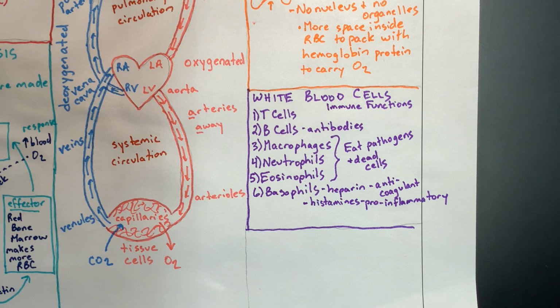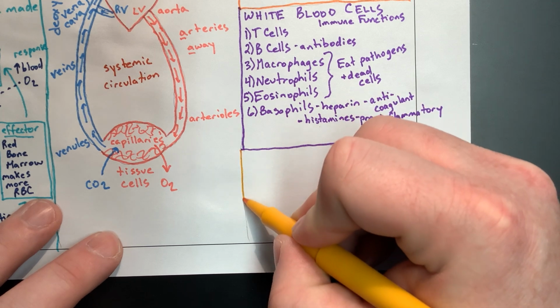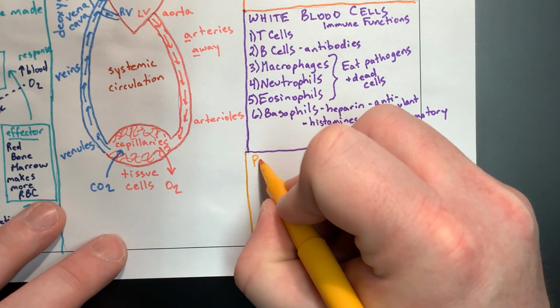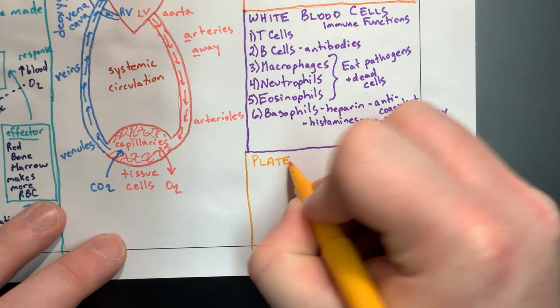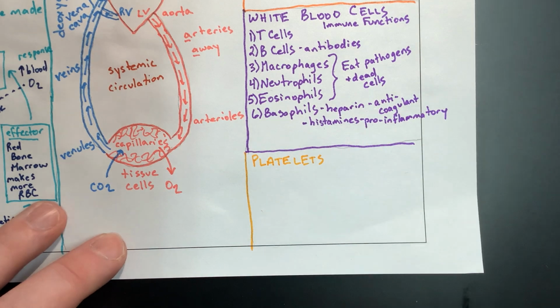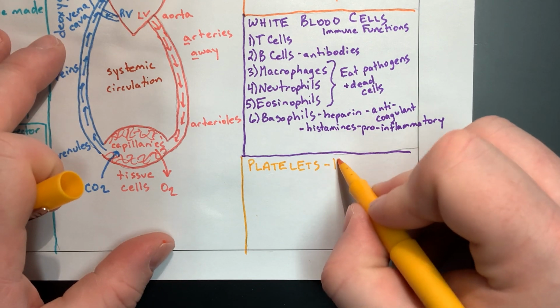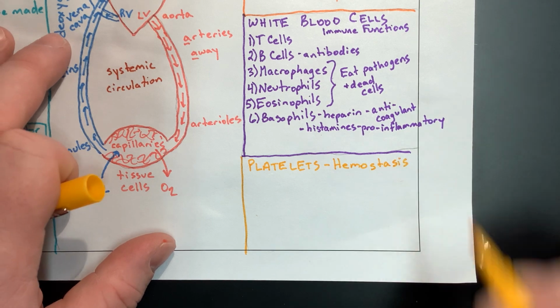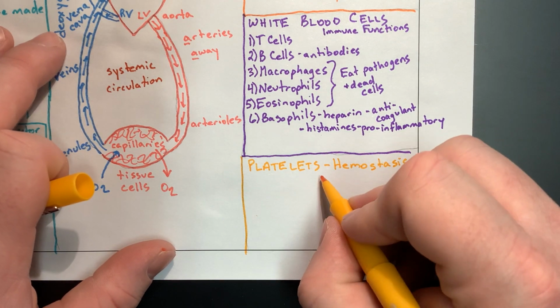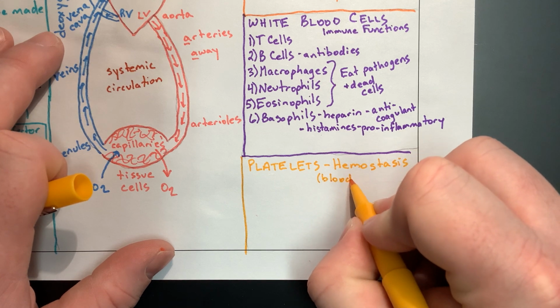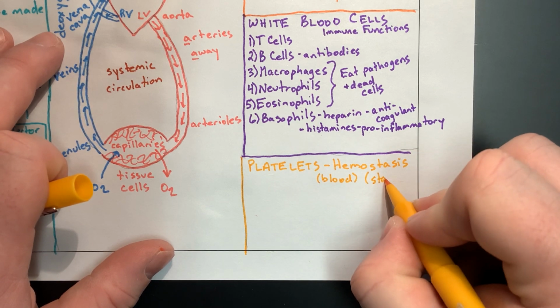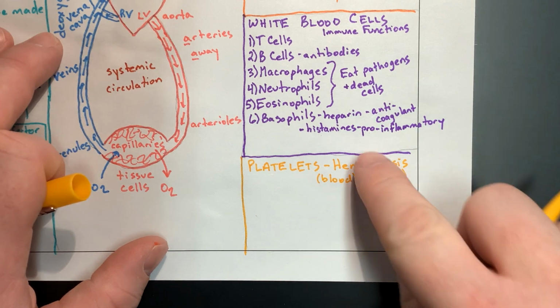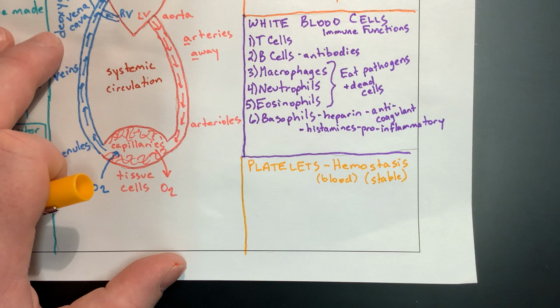Last but certainly not least, in our consideration of cells in formed units in the blood, are the platelets. Platelets' main function is called hemostasis. Oh man, that looks a lot like homeostasis, right? But hemostasis, this hemo part, has to do with blood, right? And stasis, of course, is like stable or keeping things even. So what that means is that platelets are involved in keeping us from bleeding out.